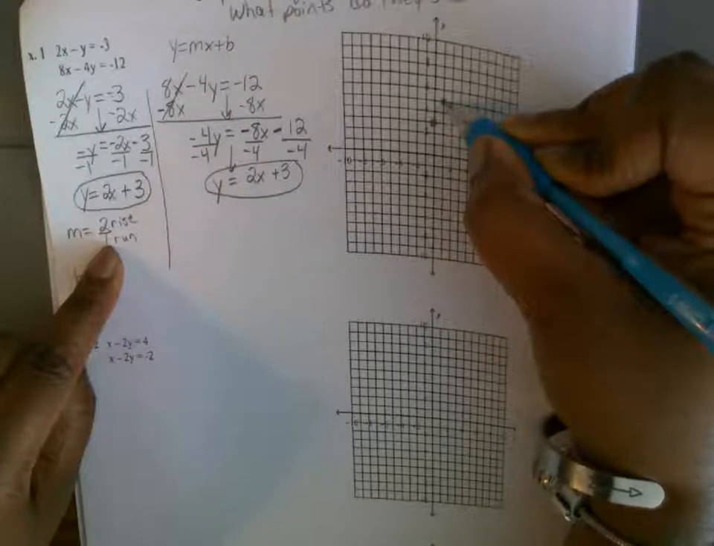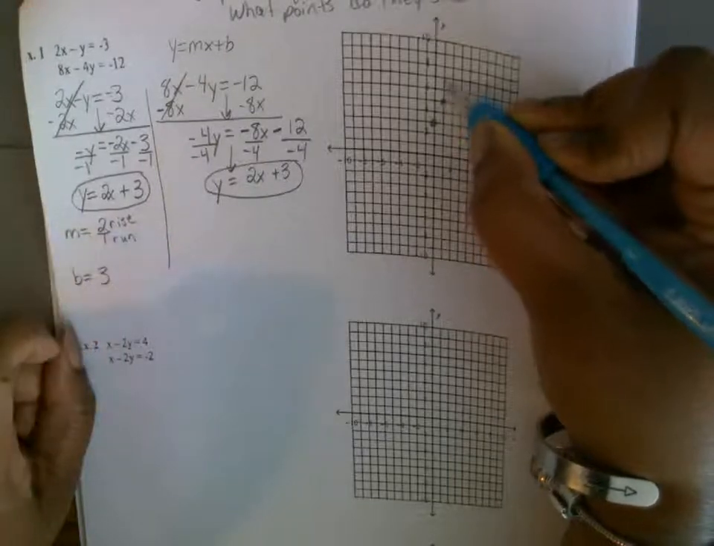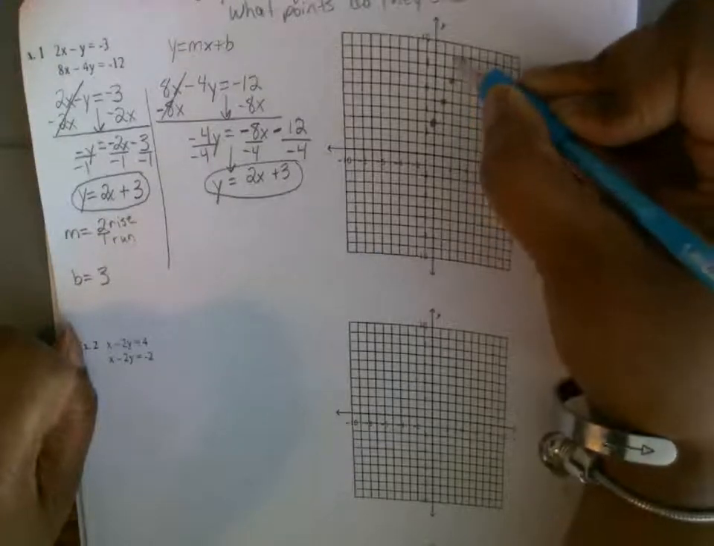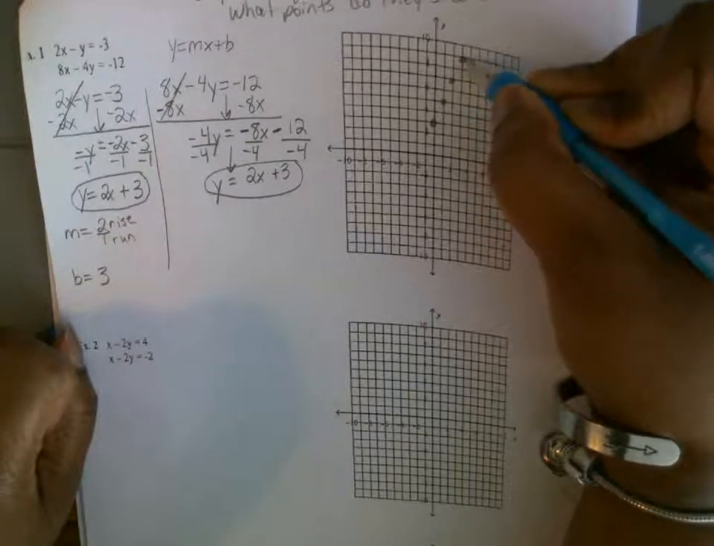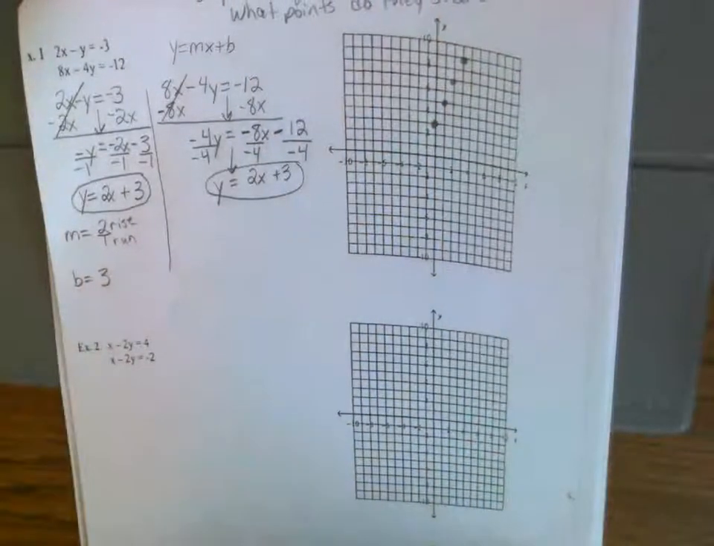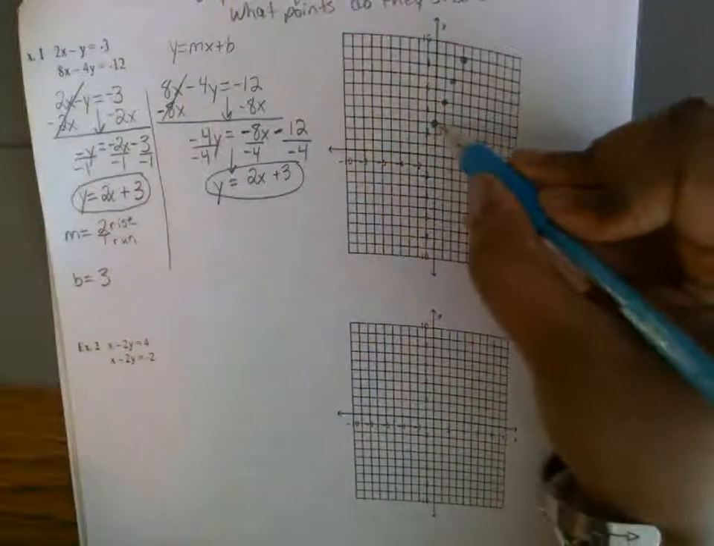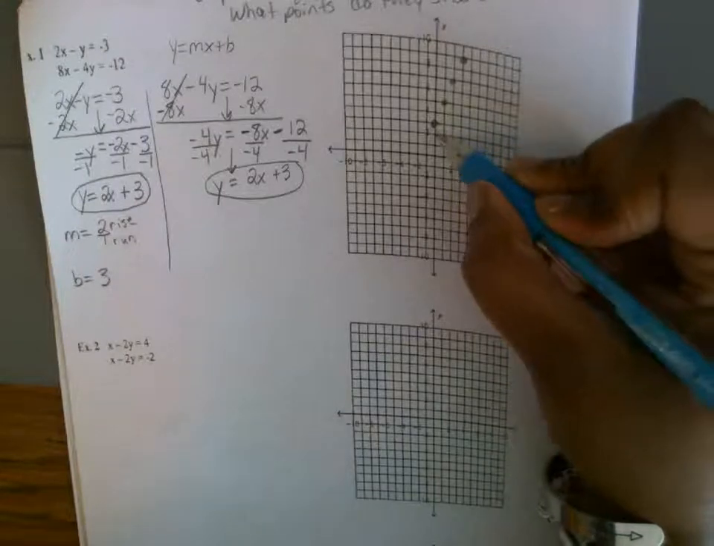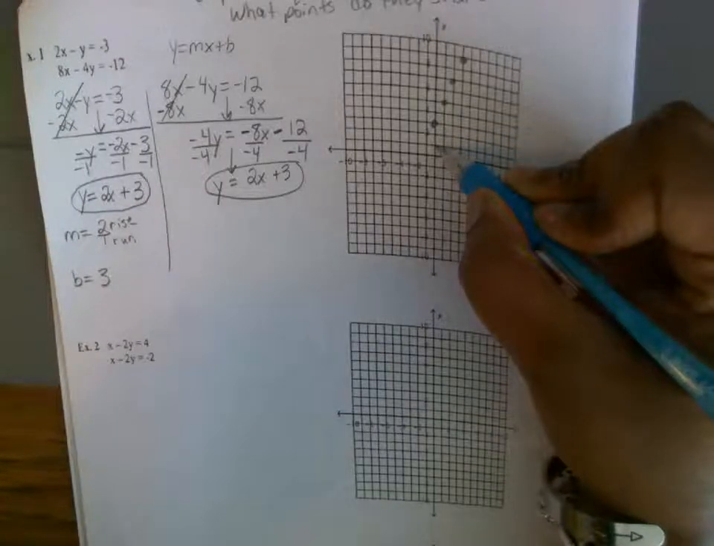So I continue this pattern. Up 2, 1, 2, to the right 1. Up 1, 2, right 1. If I want points in the opposite direction, instead of going up 2, go down 1, 2.